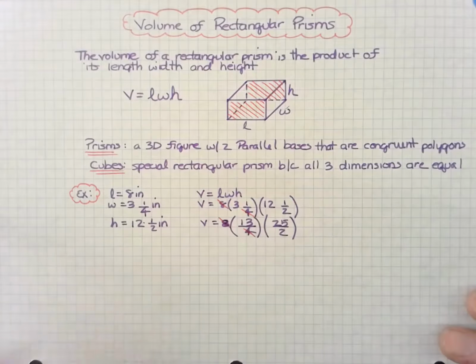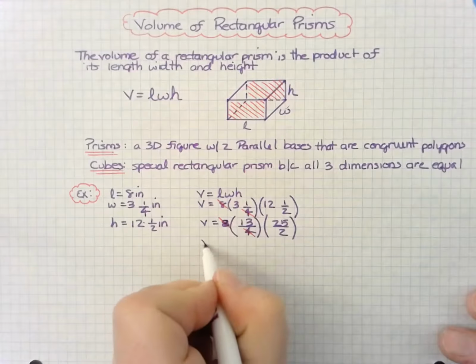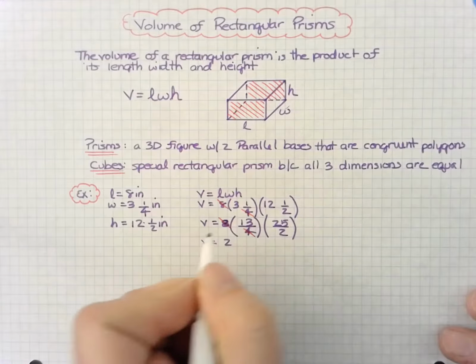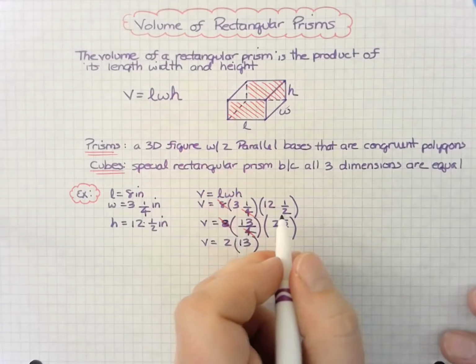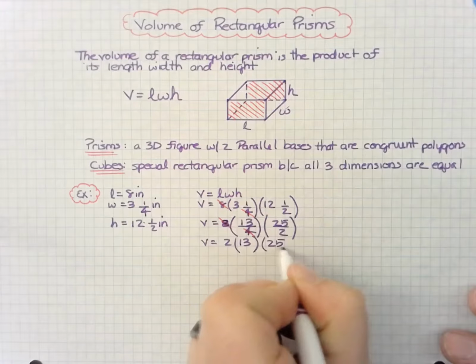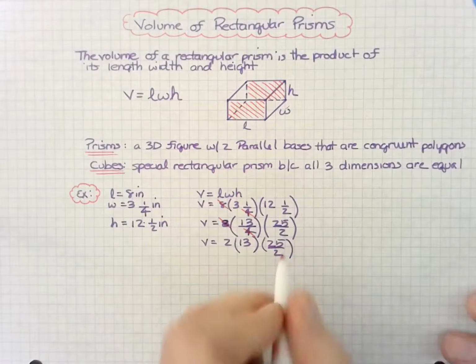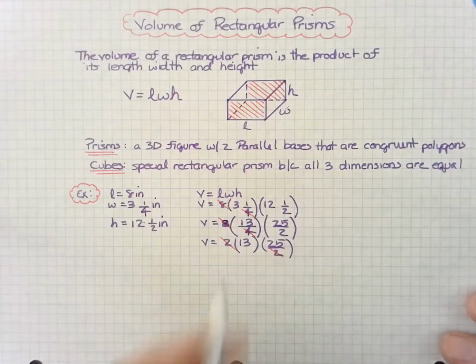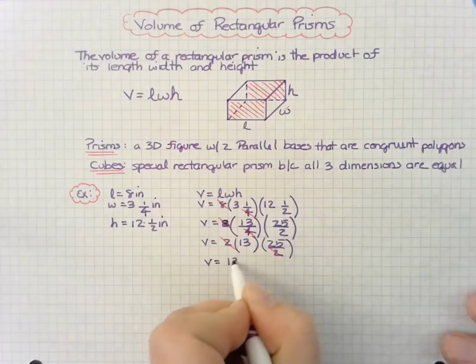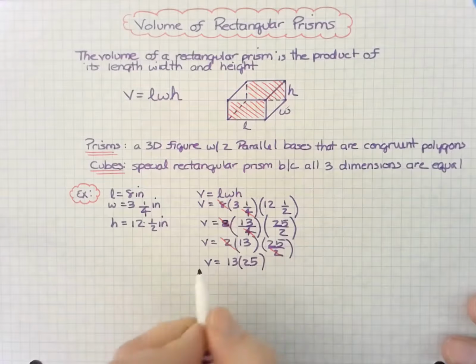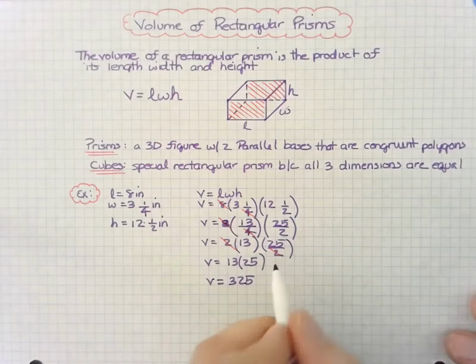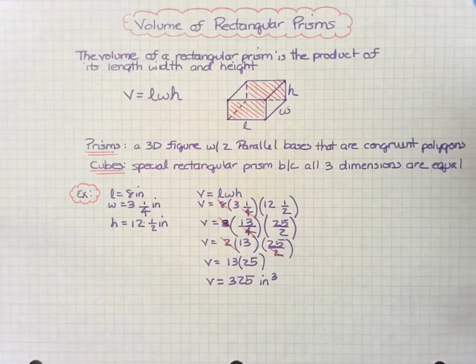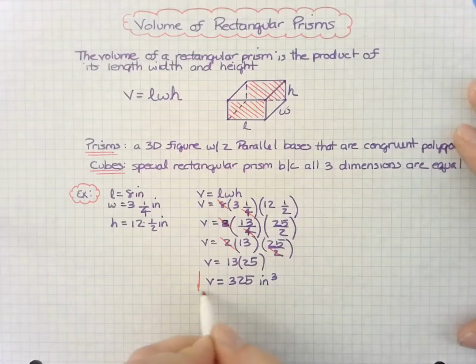So again, I can take that 4 and that 8 out, and I'm left with 2 times 13 and 25/2. And there we go. We have a 2 in the denominator, 2 in the numerator. And so I'm left with 13 times 25, which leaves me with a volume of 325. And we want to make sure we remember our units, inches cubed. And so that's our volume.